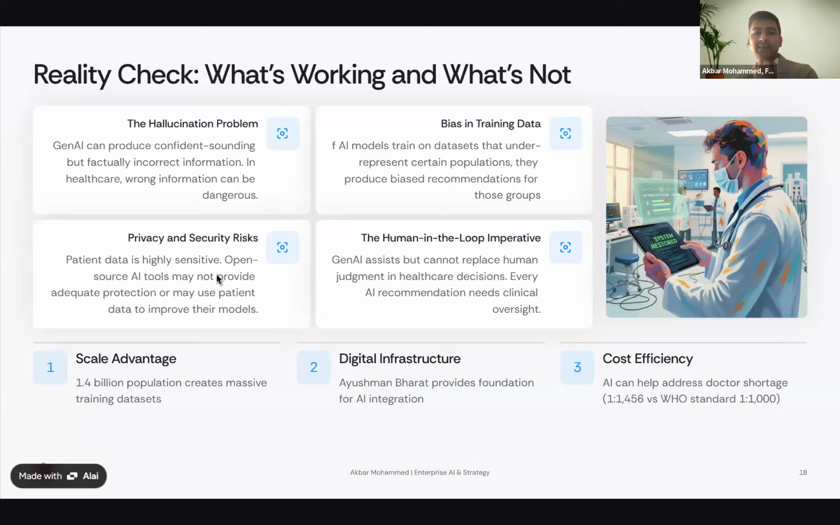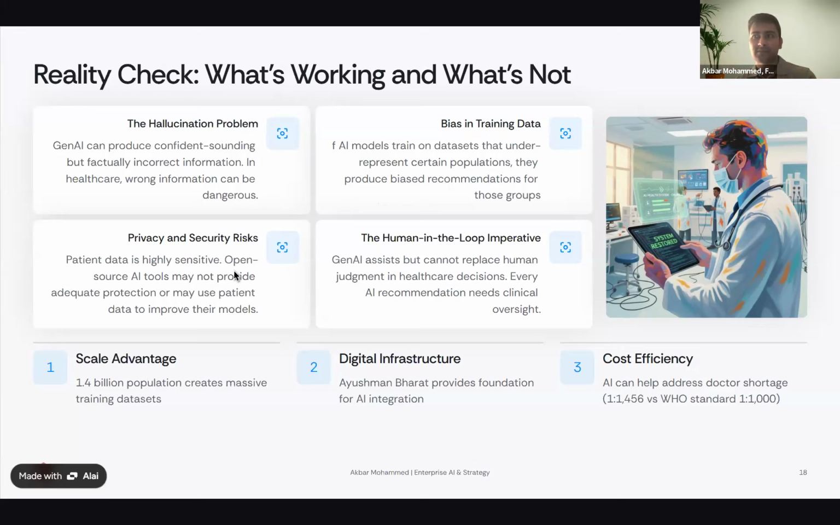The third one is privacy and security risks. And this is not just an AI problem. I think this is also a problem of digitization. Now that your personal information, your healthcare information is digitized, it exposes you to a lot of privacy and security risks.